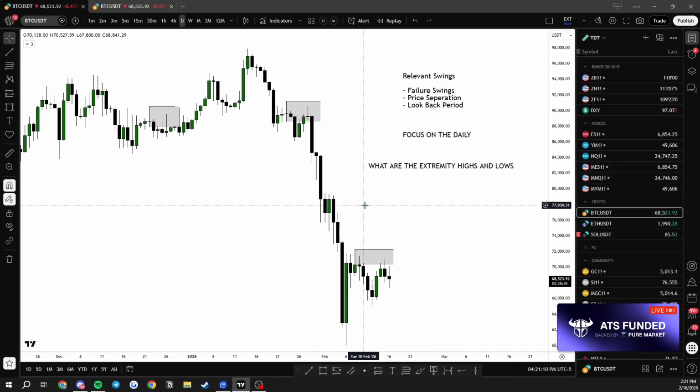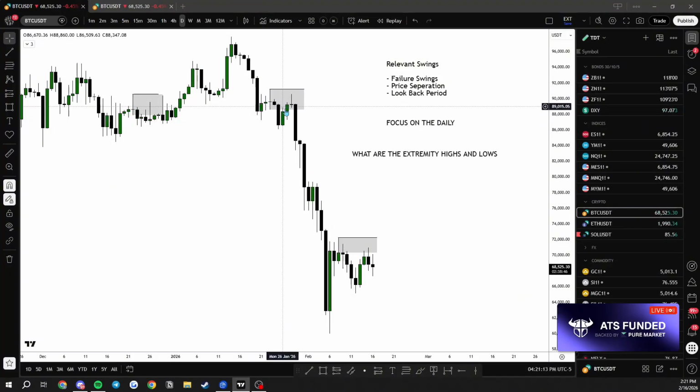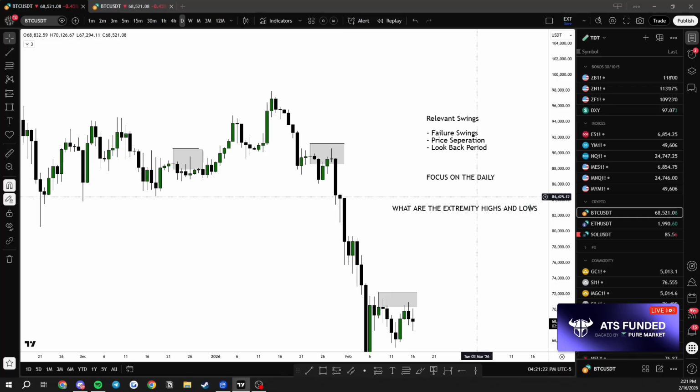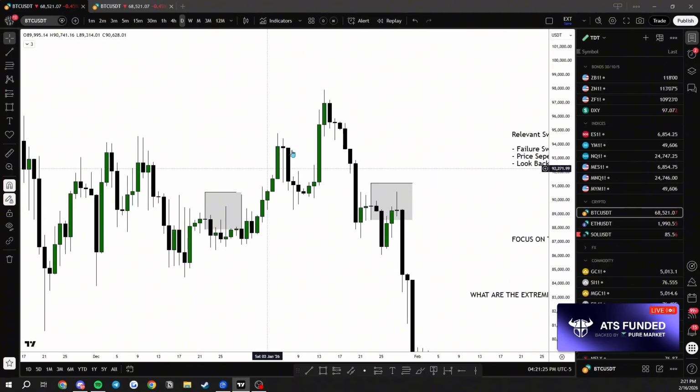Okay, so the reason that we're talking about this specific definition that we're using here is because we have to focus on price separation, right? So let's look at an example of what I'm talking about. Let's look at this leg. I want you to think to yourself, what are the extremes in this price leg right here? What are the extremity highs and what are the extremity lows? So the answer to that would be, this would be the extremity of lows, this would be the extremity of highs, okay?